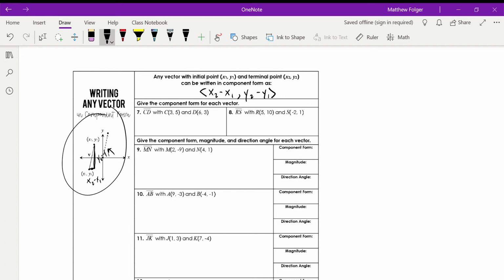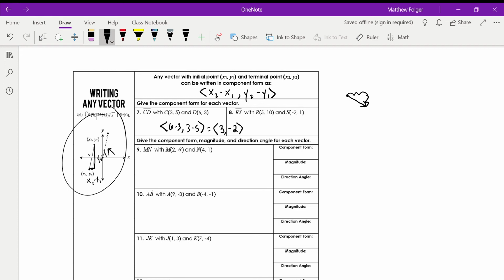It actually is that simple. You just subtract the x's to find the x component, and you subtract the y's to find the y component. So the component form of this vector, if I want to write it just as the components, well, you subtract the x's. So 6 minus 3, comma, 3 minus 5. So the component form of this vector is going to be 3, comma, negative 2. So what that means is this vector goes right 3, down 2. So it looks like this. Now the points are somewhere else on the graph, but that's what this vector does.